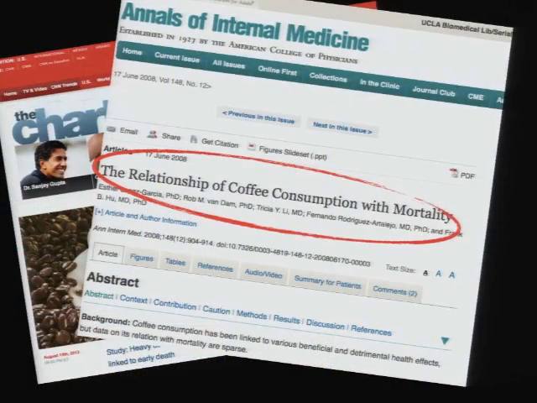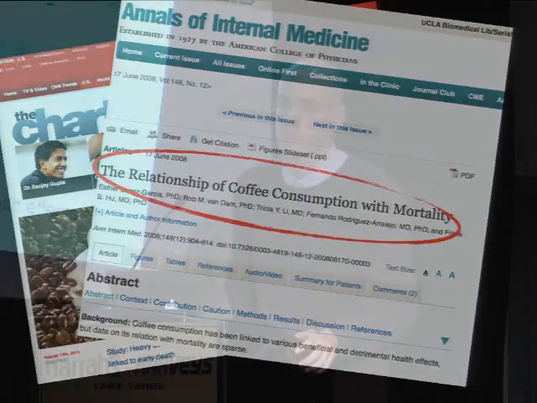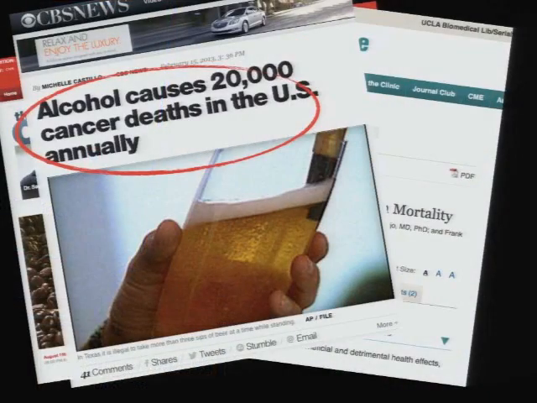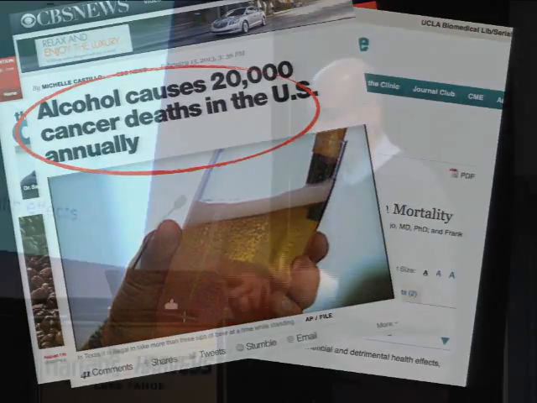Then it seems to be bad to drink coffee. And then you have other news that talk about the relationship of coffee consumption with mortality. And every 3 years, we have a flip of the conclusion of the study, saying that you should or should not do something. And it's kind of tough for us because we need to reason with causal knowledge. And we have something more serious: alcohol causes 20,000 cancer deaths in the US annually.